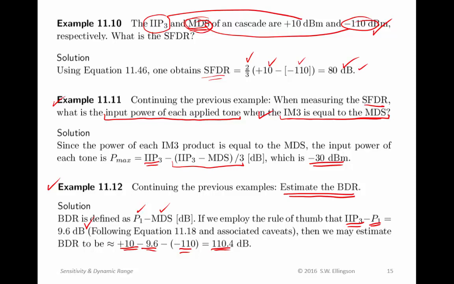Now note here, the additional assumption we made was this one, that the difference between the input third order intercept point and the 1 dB compression point is about 9.6 dB. And that is based on the assumption that the device or the receiver is following the memoryless polynomial response model. So to the extent that the device or receiver does not follow the memoryless polynomial response model, this will be an error.